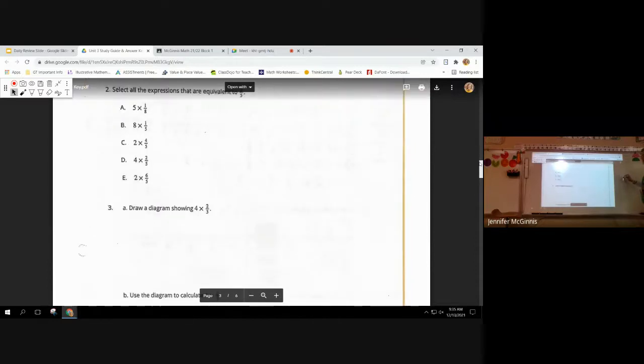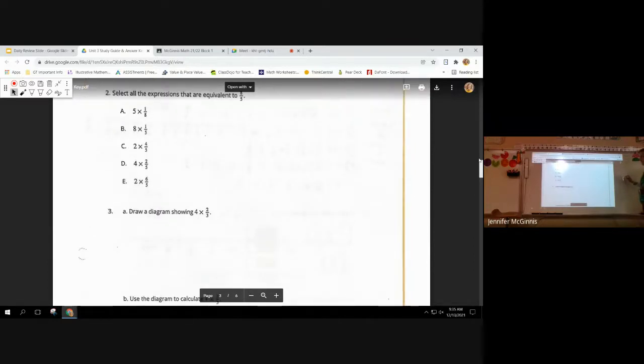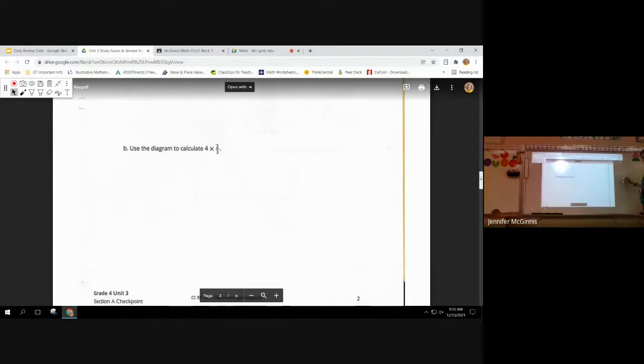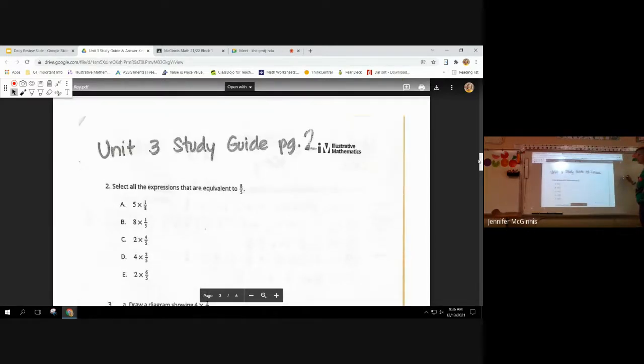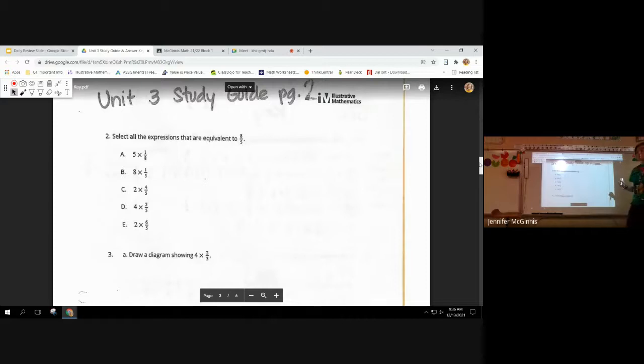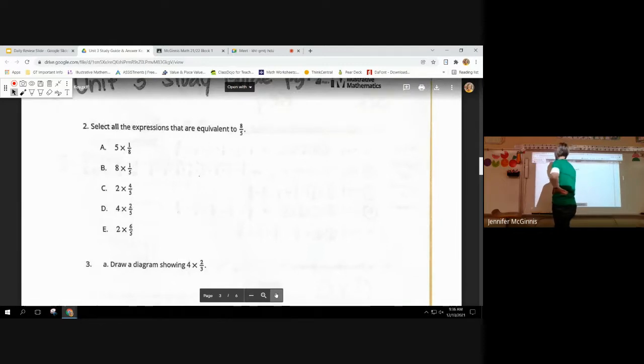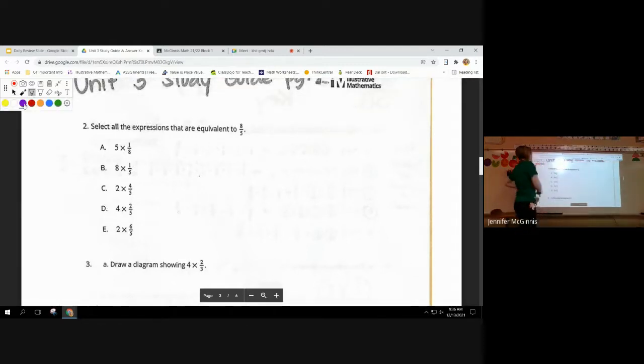Unit 3 study guide, page 2. Now, this here, see at the bottom where it says section A? The second page is section A. It has been a while since we did this. So, let's make sure we know what we're doing here. I think we do, but let's make sure.